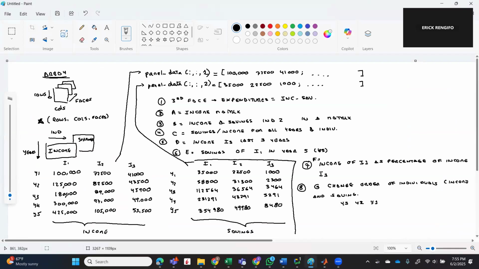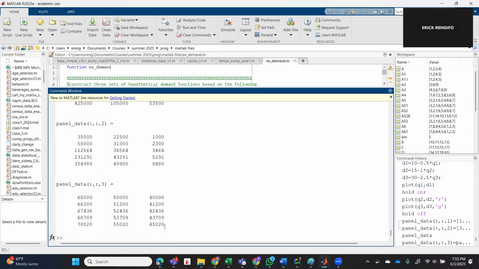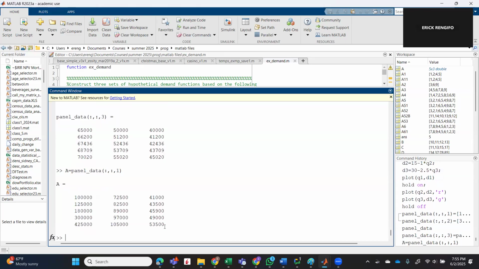Well, I just want A to capture only a piece of the array. This is something that we always do: if we have a lot of information that we don't use, I just want to use A. And A is going to be equal to just the income. Okay? So basically, this is the way in which you can separate an array into matrices. Make sense to everyone?